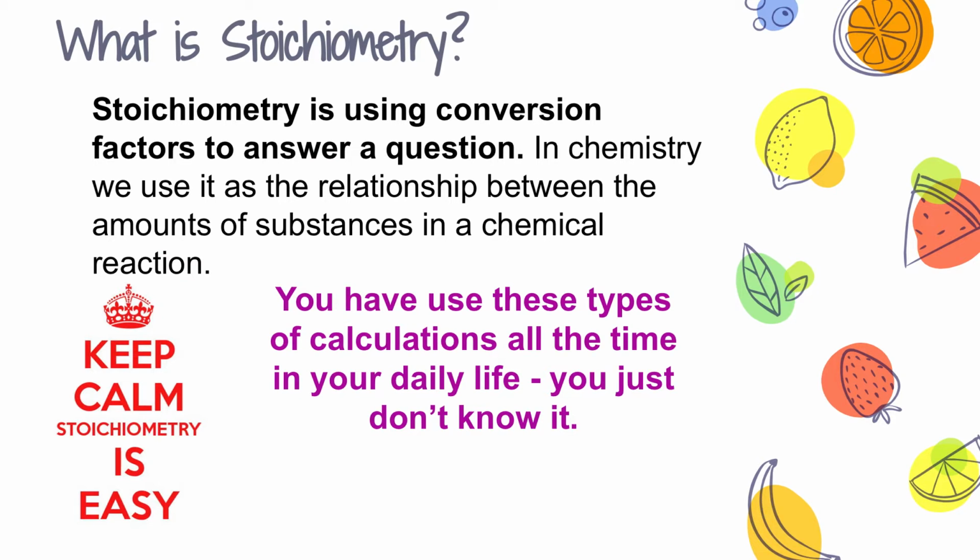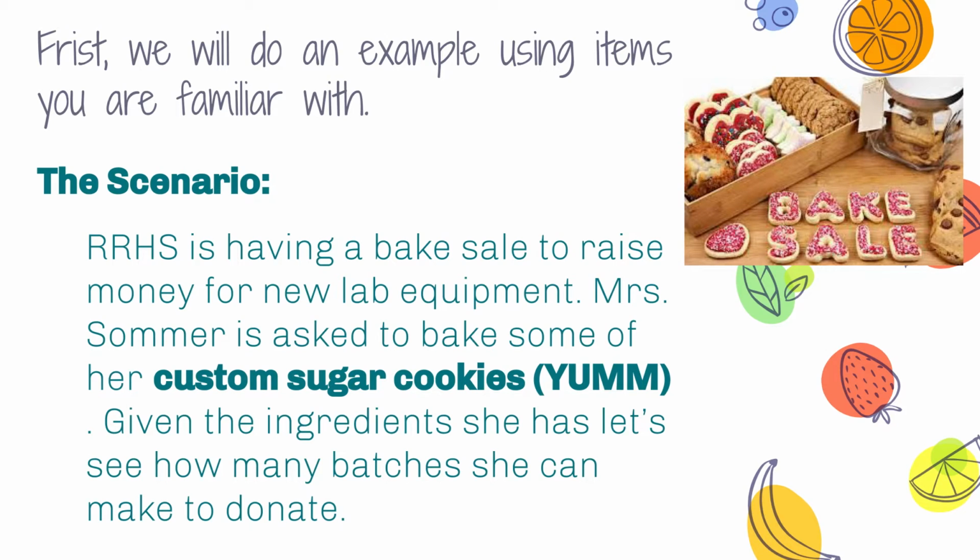So what is stoichiometry? Stoichiometry is using conversion factors to answer a question. In chemistry, we use it as the relationship between amounts of substances in a chemical reaction. You have used these types of calculations all the time in your daily life. You just don't know it. In the first part of this lesson, we're going to talk about using a real-world example, something you're familiar with. So here's the scenario.